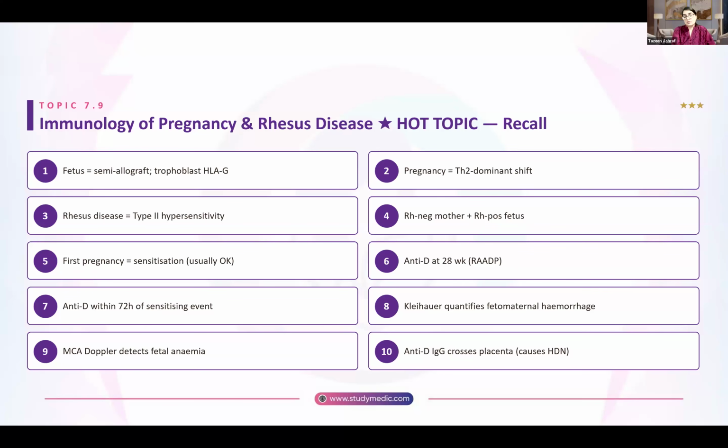Okay, the Kleihauer test is done to understand the amount of hemorrhage. We are quantifying the hemorrhage so that we can exactly determine the dosage of anti-D which we have to give. Middle cerebral artery Doppler detects fetal anemia, and anti-D IgG crosses the placenta. So we should also know about the antibodies: which antibody crosses the placenta, which is secreted in the secretions, which one is produced first in the body, which one crosses the placenta. All these are exam questions which you have to remember.